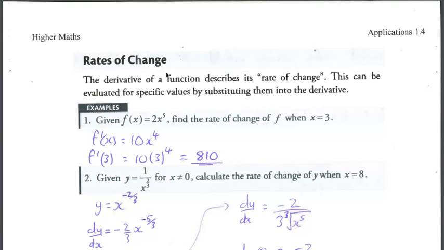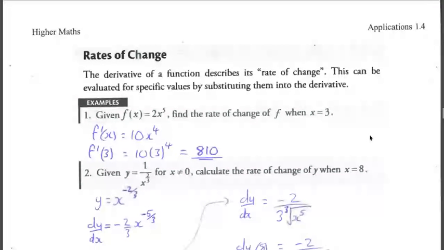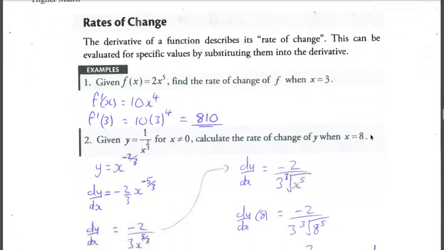So the derivative of a function describes its rate of change. This can be evaluated for specific values by substituting them into the derivative. So given f(x) = 2x^5, find the rate of change of f when x = 3. We differentiate f(x) to find f', and then we substitute in x = 3. So that would be 10 multiplied by 3^4, which is 10 multiplied by 81, which is 810.